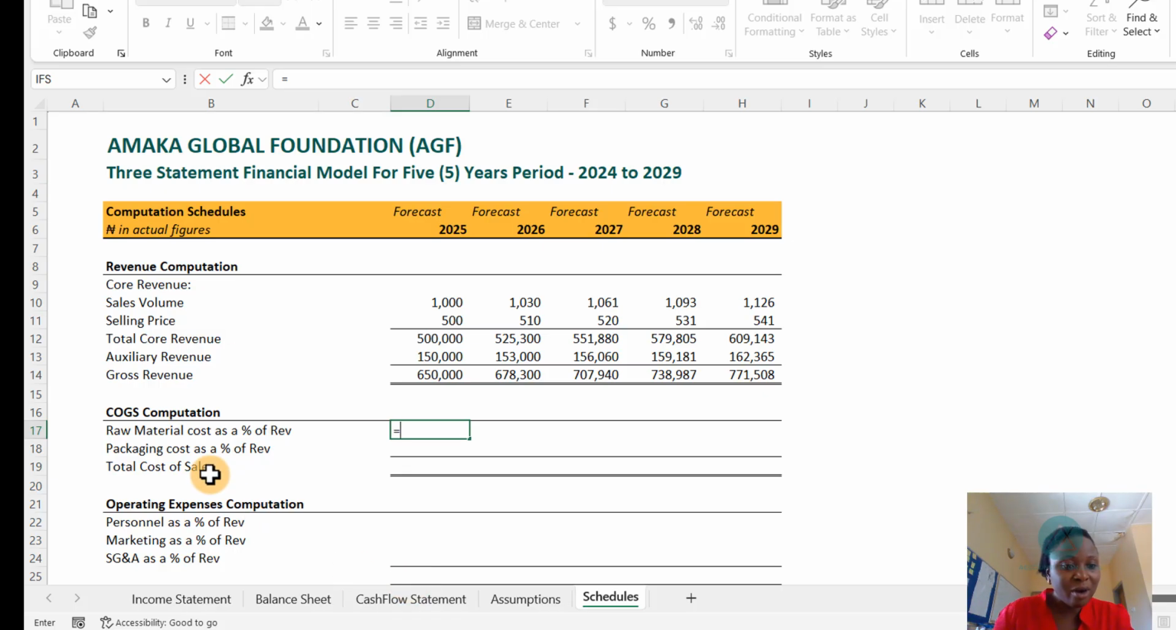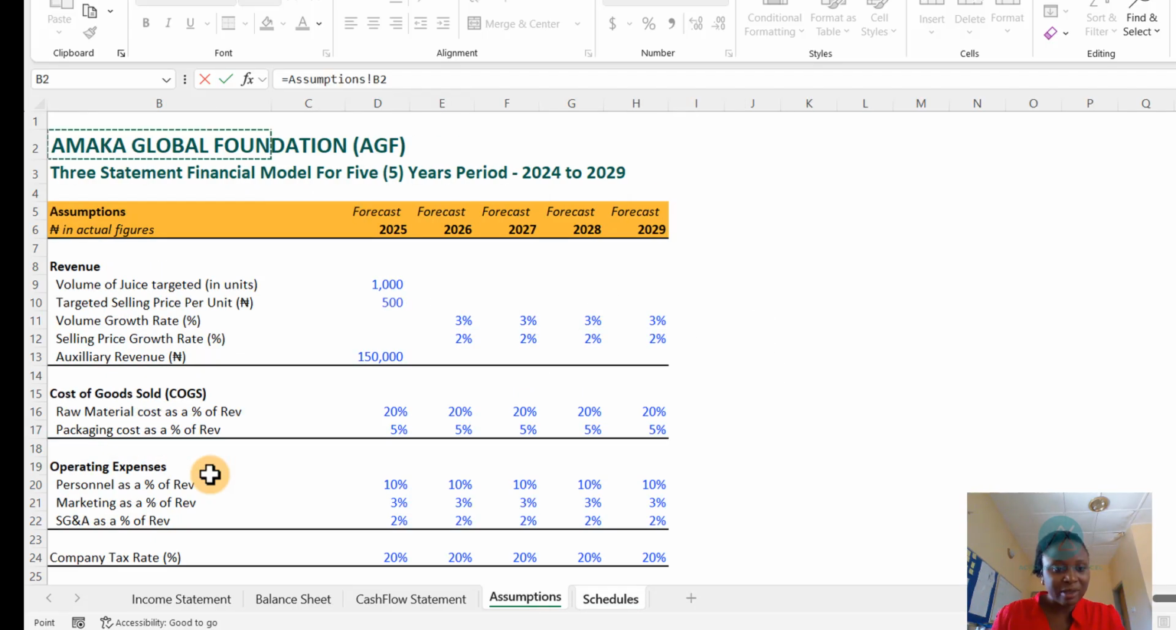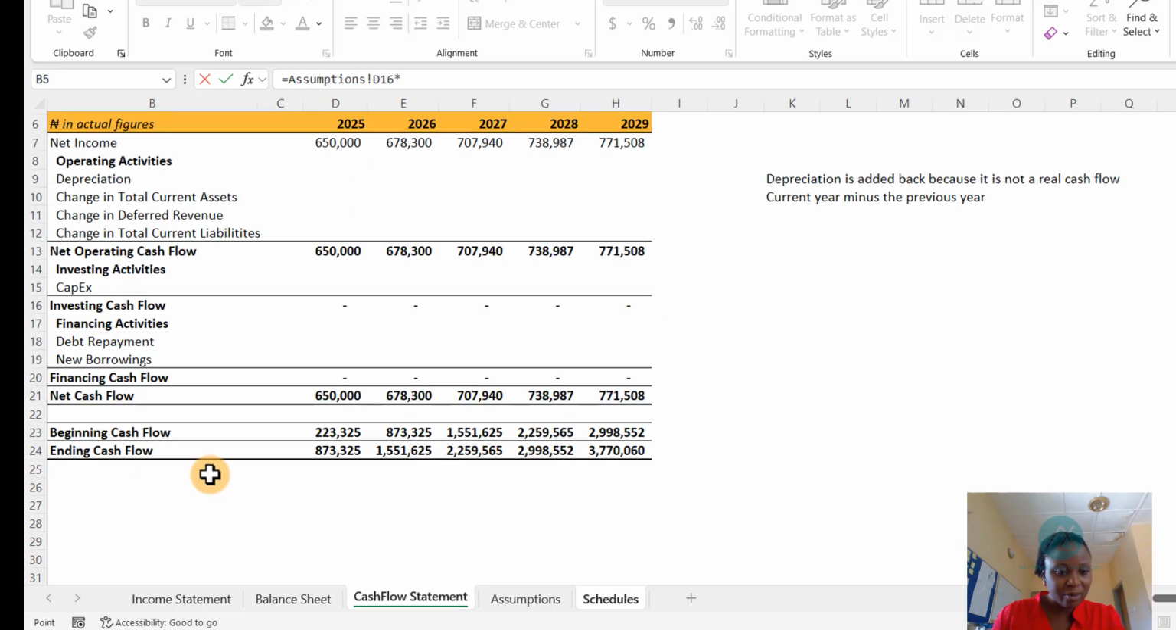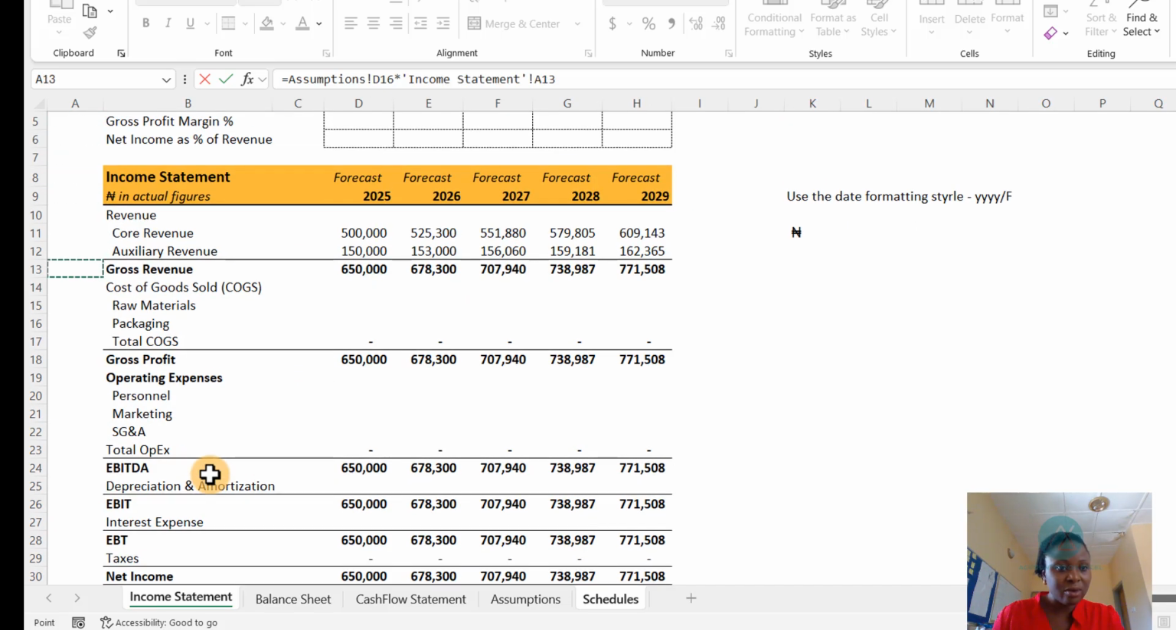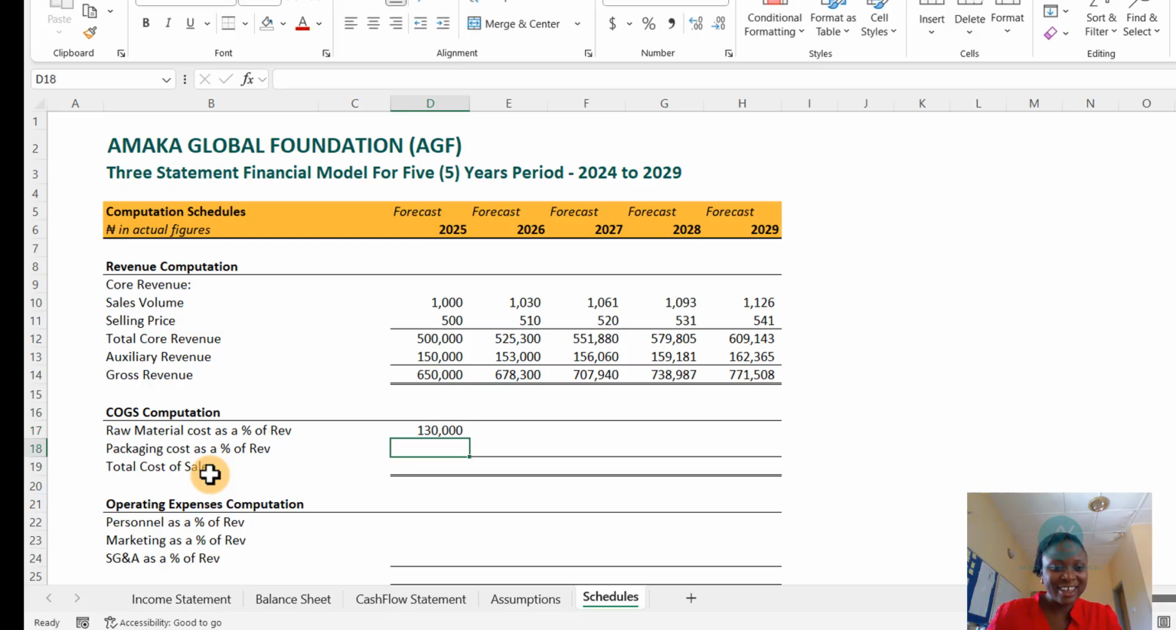So our raw material cost of sales is a percentage. We have the percentage in the assumptions, so we'll go up. What's the percentage for our raw material? This is it. So times, we'll go back to the income statement. Mind you, we'll have to pick the gross revenue here. All right, we're not closing the brackets.